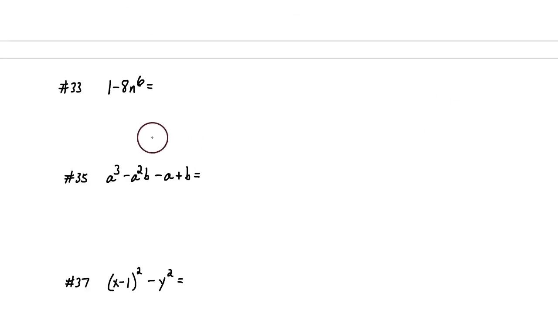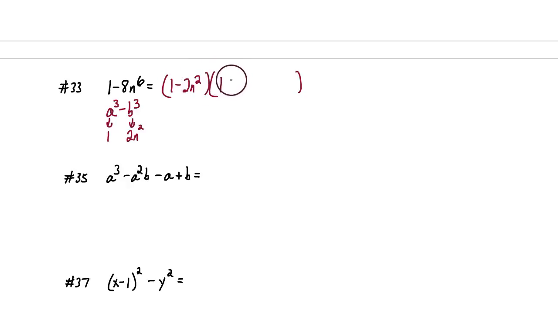Number 33. There's no GCF. Is it a difference of squares or a difference of cubes? The number 1 is both a square and a cube, but when you look over here, the number 8 is a perfect cube. So I think this fits the pattern a cubed minus b cubed, where a is a 1 and b is a 2n squared. Small set of parentheses, long parentheses. Here's the 1 minus 2n squared. 1 squared makes 1, change to a plus sign, take the product of the two terms, now a plus sign, and square that, 4n to the 4th.